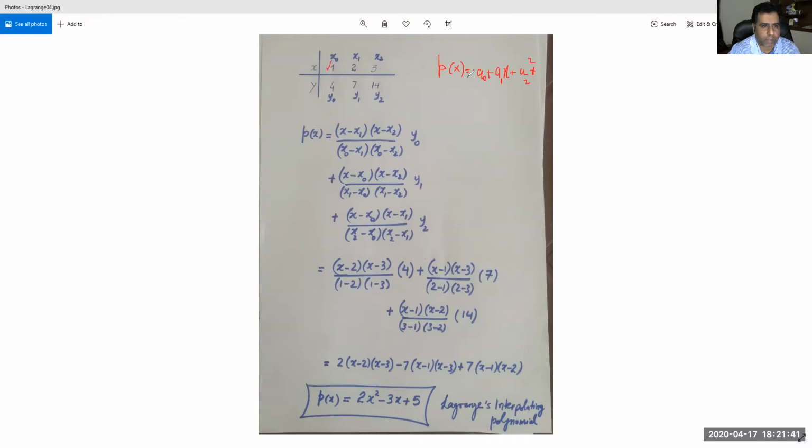In place of x you put x1, and in place of p of x, because you approximate y with this polynomial, you write 4 when x is 1. You write 7 when x is 2. You write 14 when x is 3. So you get a 3 cross 3 system involving the unknown coefficients a0, a1 and a2. This is a 3 cross 3 system, and this matrix will be a Vandermonde matrix.